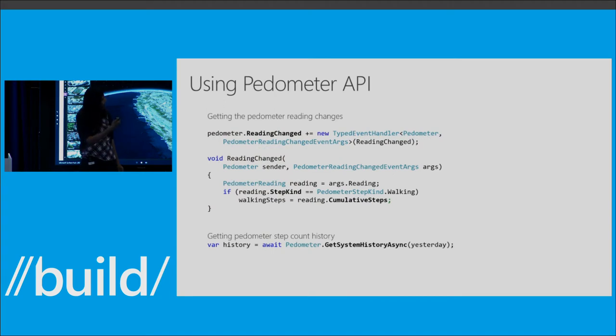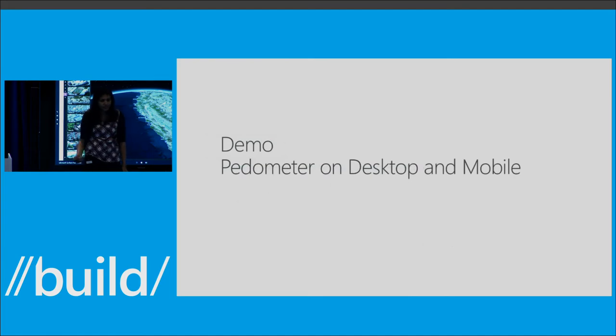Again, this is for your reference on how to use the pedometer API. Lisa has gone through the activity detection, and it's very similar. You can subscribe to the reading changed event and get the changes in the step count. For the step count history, you can use the get system history async to get the history for the pedometer as well. Lisa is now going to do a quick demo of the pedometer on both desktop and mobile.